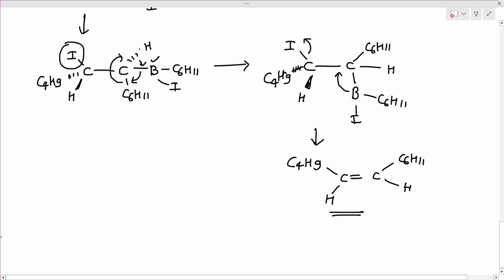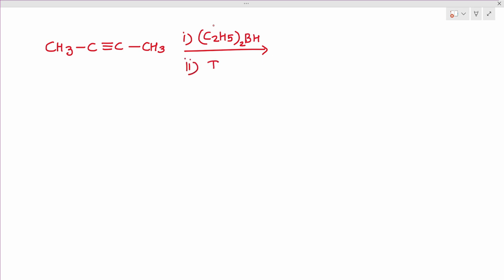Now see the next example. The next compound is CH3 C triple bond C CH3. This is the same manner of reaction, you can do it yourself. So first of all, pause the video and try to do it yourself. If you are not getting the answer, then you can see the video again. So firstly you have to treat it with (C2H5)2BH. Then secondly treat it with I2 and NaOMe at minus 78 degrees centigrade. So what are you getting?